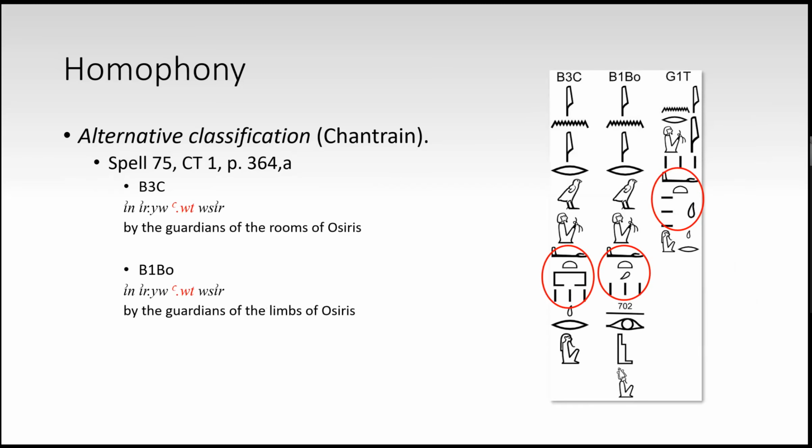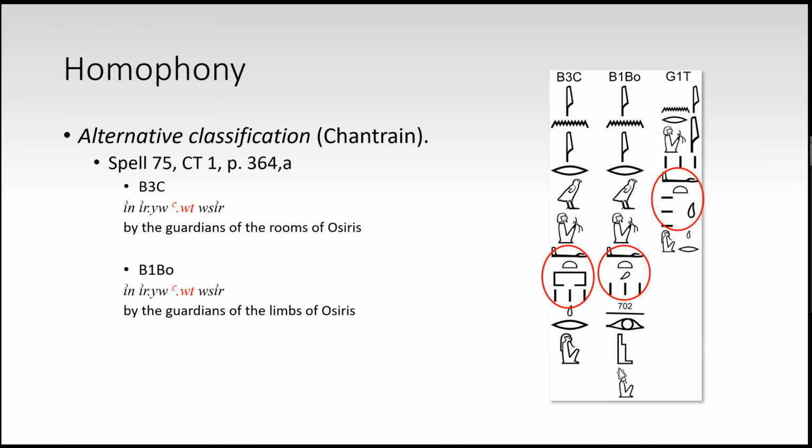So in spell symphony 5, we have the same issue here, that we're dealing with the guardians of the limbs of Osiris, or the guardians of the rooms of Osiris. Depending on the classifier, you can interpret this in two ways. So the lemma is at, and in B3C, we're dealing with a house sign. So this should be a place, location, or something like that. So this is one of the reasons why this is usually translated as rooms. And in the other versions, as I've shown here, we're dealing with the flesh sign following it, which means it is a body part in this regard. So it's translated as limbs.